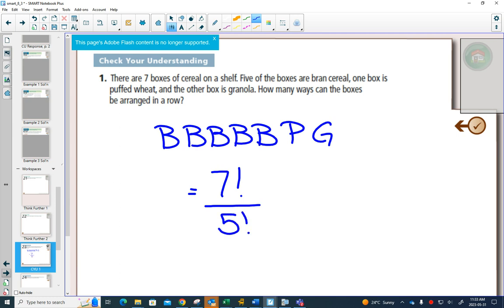And this could be a non-calculator question, because you could do this in your head. How would you do this in your head? Well, which is bigger, 7 or 5? The 7 is bigger, so I keep going until I get to the 5. That would simplify. 7 times 6 is 42 ways that you could have rearranged the boxes.